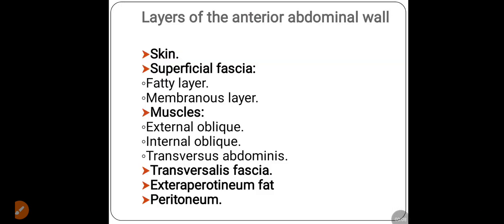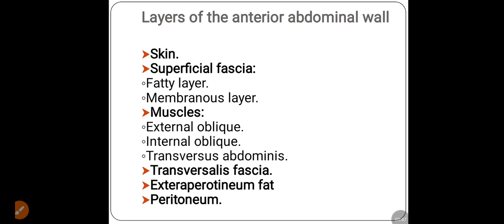Anterior abdominal wall. The anterior abdominal wall consists of many layers, from superficial to deep, including skin and superficial fascia. The superficial fascia in the lower part of the abdomen differentiates into two: an outer fatty layer and an inner membranous layer. After the superficial fascia, you find muscle directly. So there is no deep fascia in the abdomen.